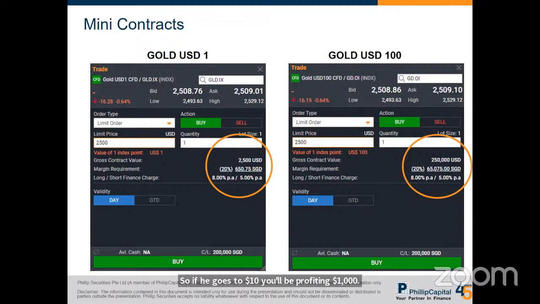So assuming we want to go long at 2.5K, we can see that the contract value between the two is different. One is 2.5K and the 100 is 250K. So if we were to do some math, we divide the gold USD100 by 100, and we will actually get the gold USD1. The good thing about USD1 is that it requires less margin for traders who wish to gain exposure but have less capital. So this is why they use the smaller contracts, the mini contracts. So again, this is mini contracts.